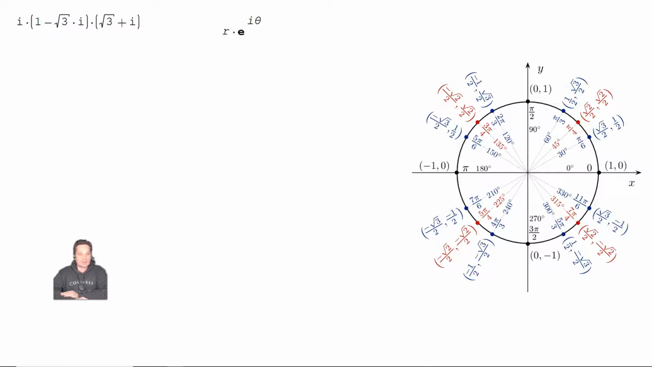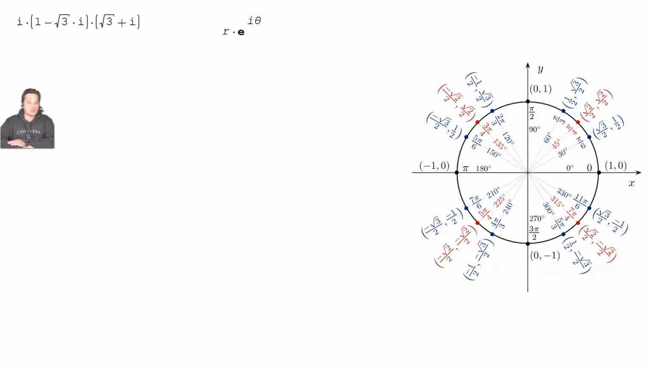Welcome back. In this one, I'm going to show you how to find the product of these three complex numbers by converting them into exponential complex form, and then also by using the unit circle. I got the unit circle, just so you know, from Wikipedia. So here, let's take a look.